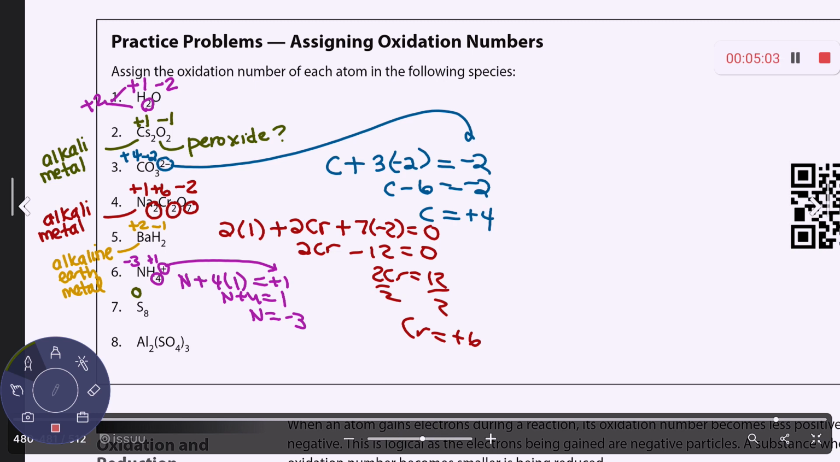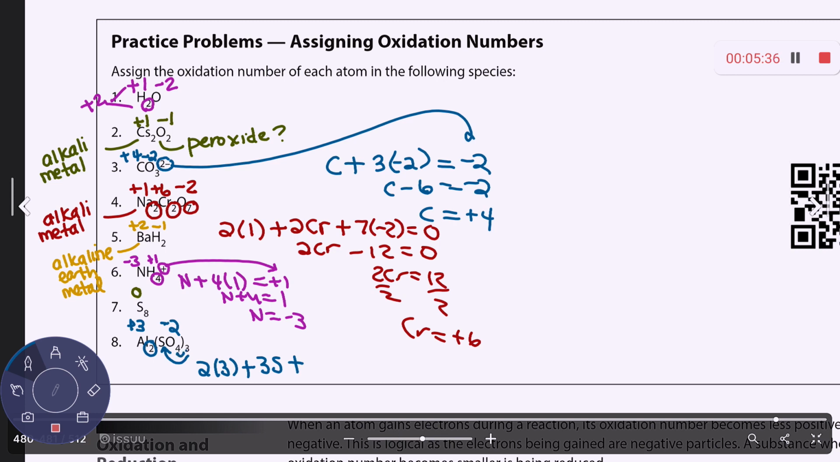For number 8, we know that aluminum has an assigned charge. What is it? Plus 3. That means it would be its usual oxidation number. Okay. We know that oxygen is -2. So we can calculate sulfur from here. How many aluminums are there? 2. 2 times 3 plus how many sulfurs are in here? 3. So 3 sulfurs plus how many oxygens?